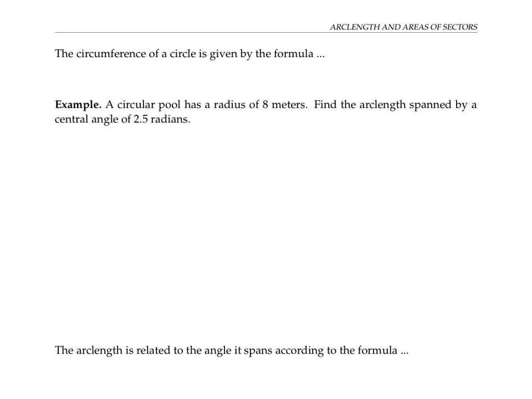The circumference of a circle is given by the formula: the circumference equals 2 pi times the radius. Let's use that to solve the following problem. A circular pool has a radius of 8 meters. Find the arc length spanned by a central angle of 2.5 radians.